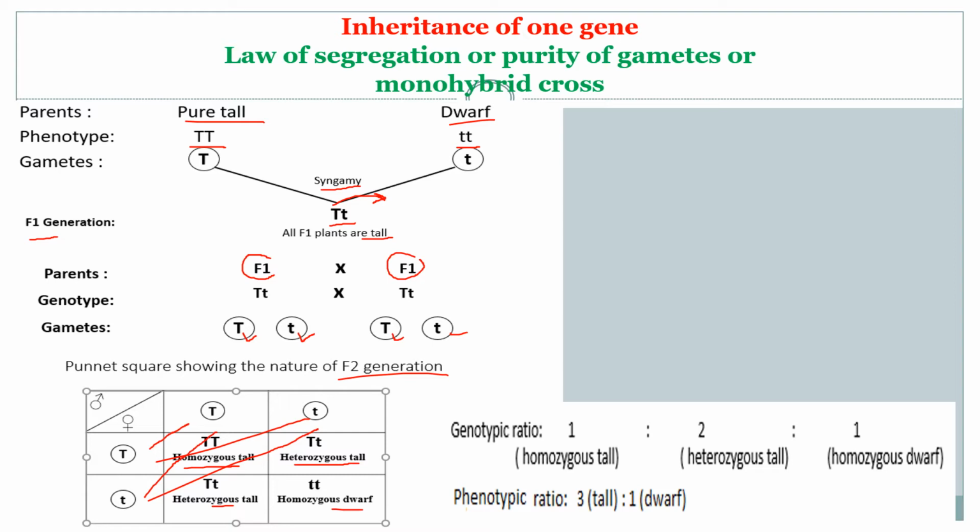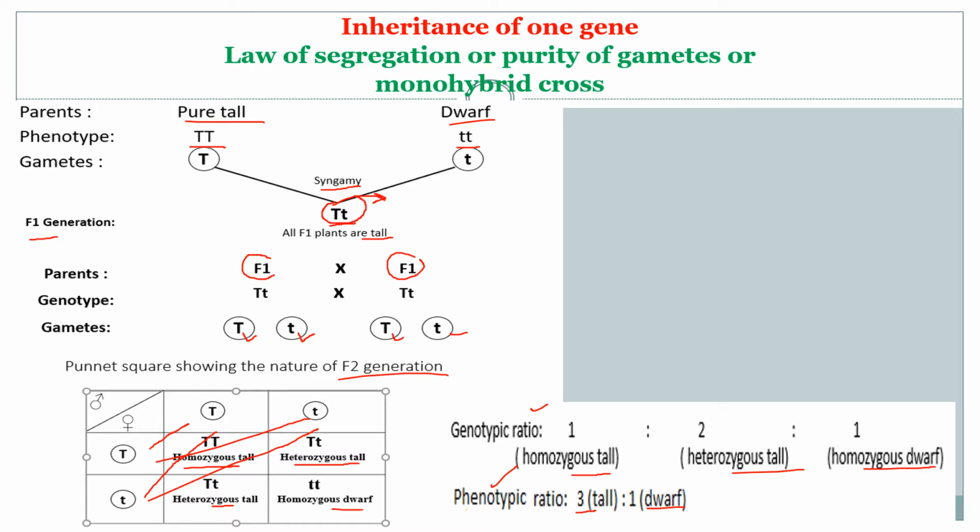Then you have to count the genotypic ratio and phenotypic ratio. The genotypic ratio is found to be 1:2:1, that is 1 homozygous tall, 2 heterozygous tall and 1 homozygous dwarf. And the phenotypic ratio is found to be 3 tall plants and 1 dwarf plant. So this is known as inheritance of one gene. And the law states that when the alleles for two contrasting characters, that is pure tall and dwarf, are brought together in the F1 generation, see here this is the F1 generation.